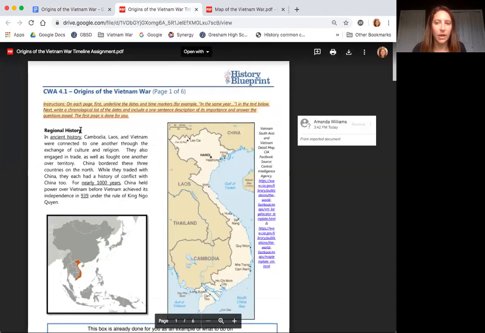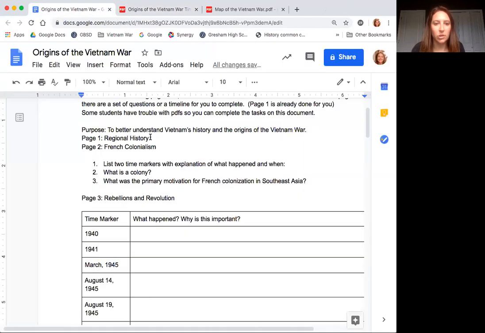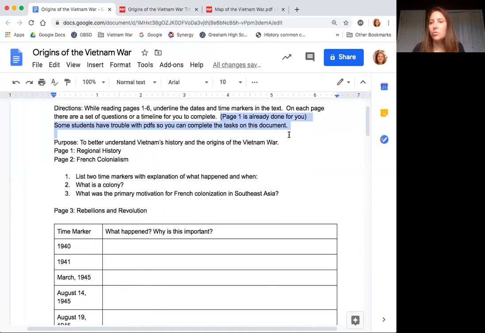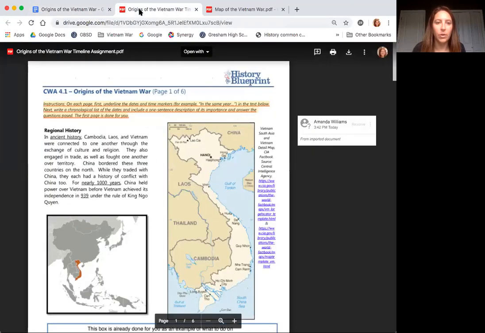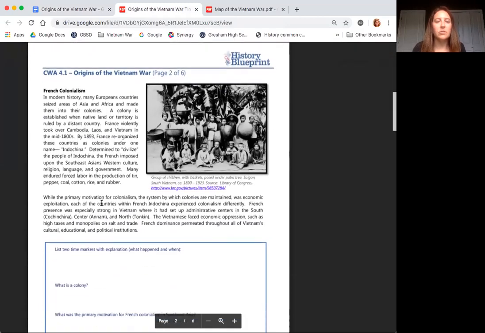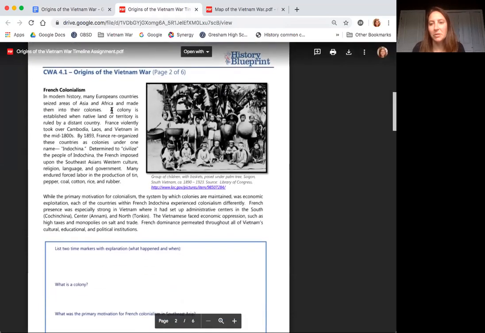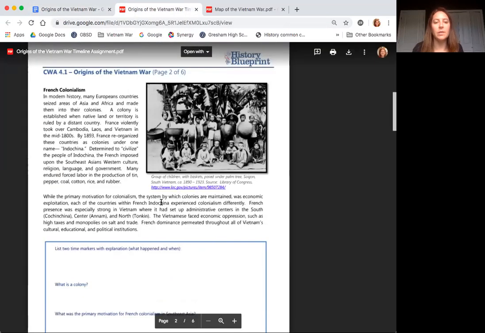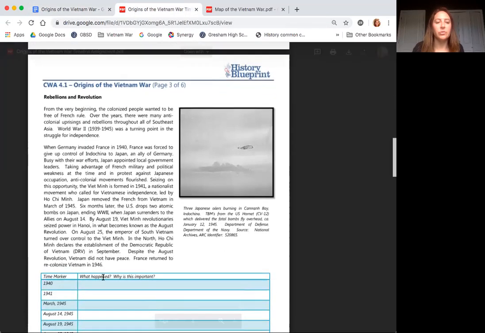And then I also have titles. So here it says regional history, and you'll see here it says page 1 regional history. But as you can see though, page 1 is already done for you, so you don't have to do anything for that one. It's already filled in here at the bottom. So really the assignment starts on page 2, but please at least read page 1. And then you'll see here page 2, French colonialism, and then there's 3 questions. Then page 3, rebellions and revolution. And so you'll see that there.